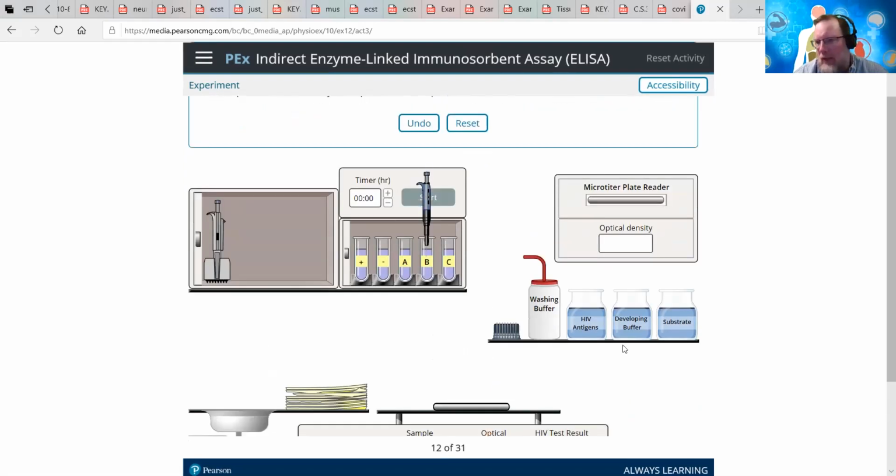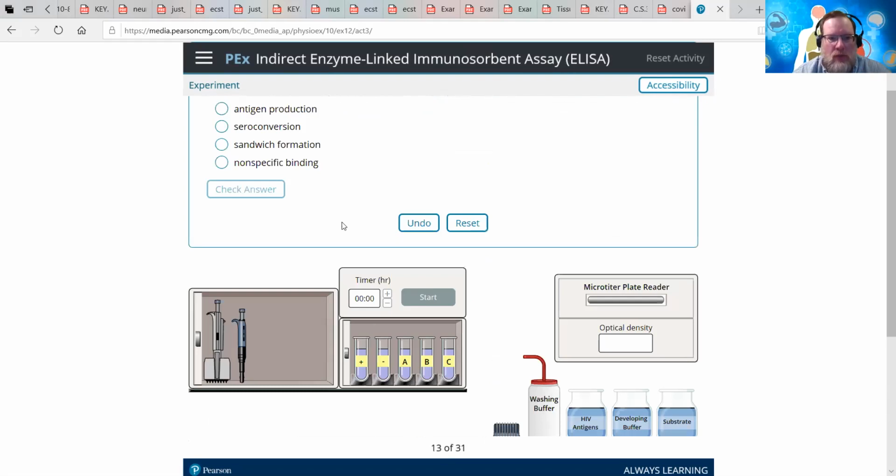Okay, so again, we had an empty, brand new well plate. Coated the plate with HIV antigens, and then kind of rinsed it off, dried it off, and then in each of the circles, we're going to add.